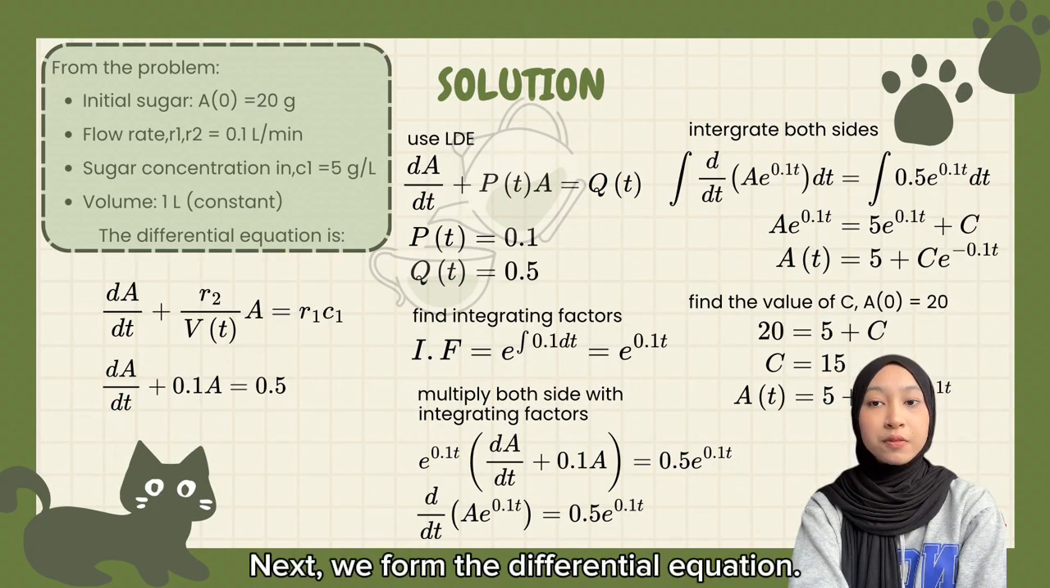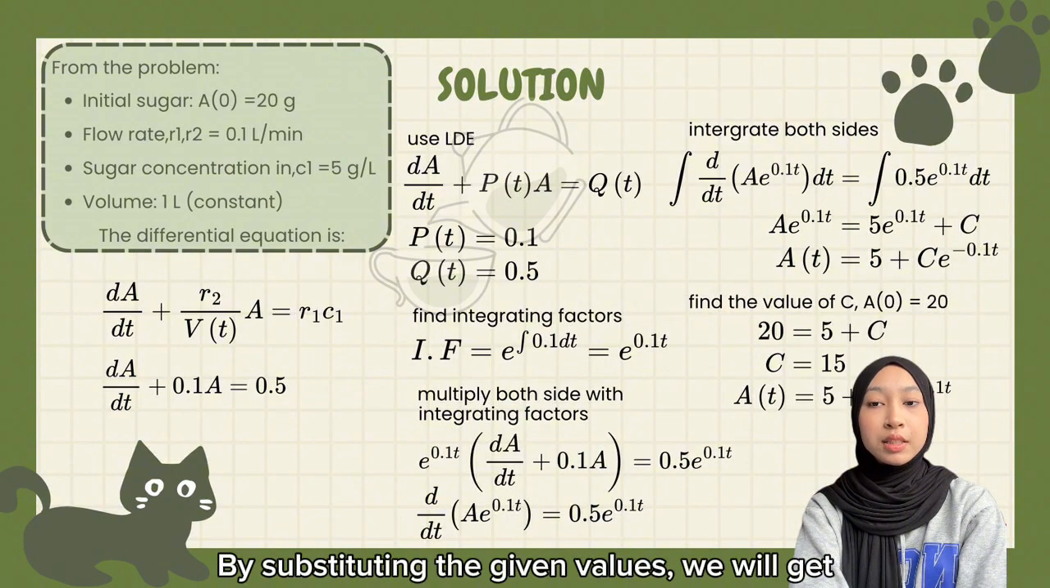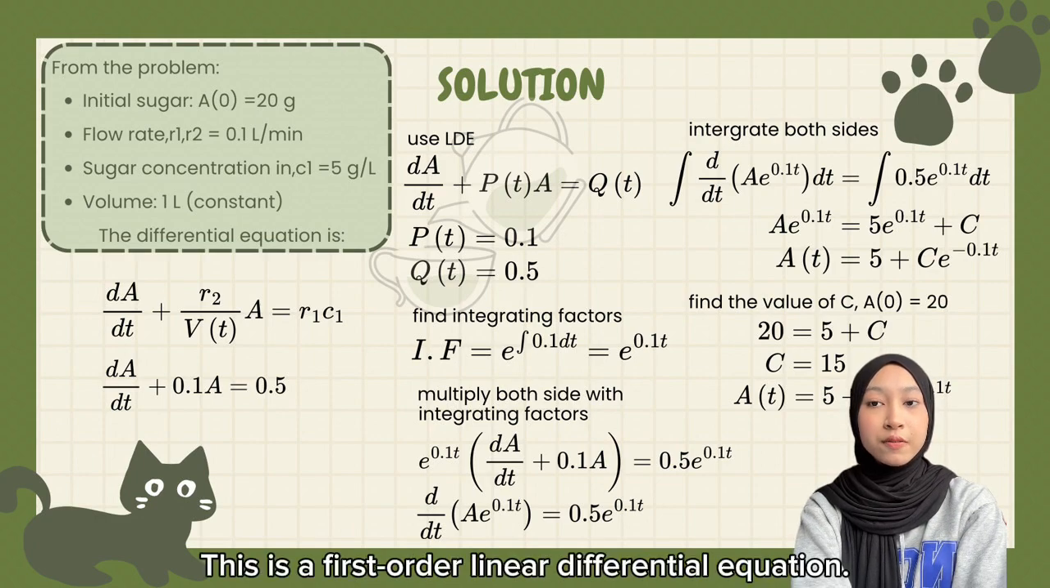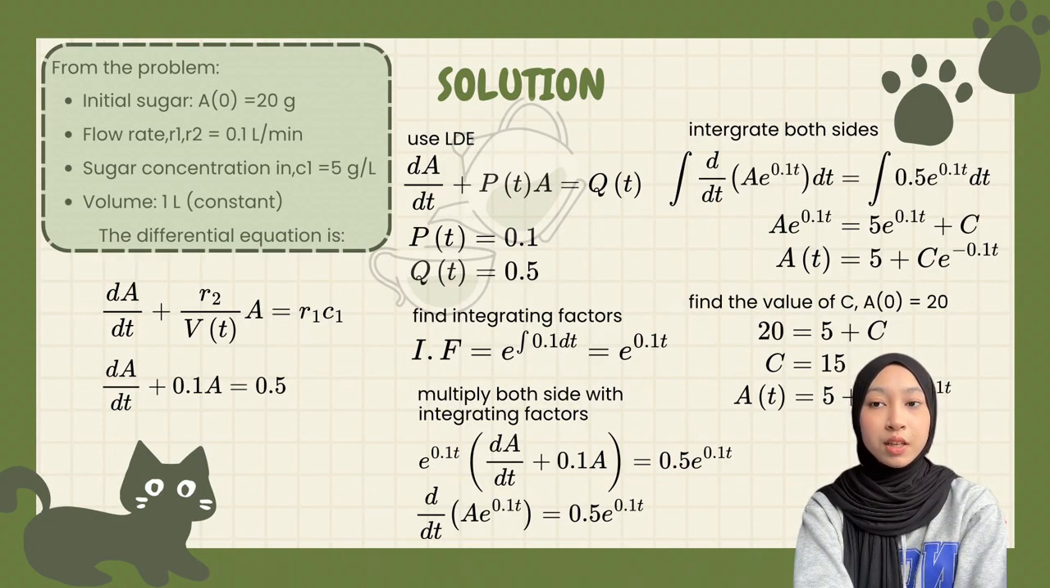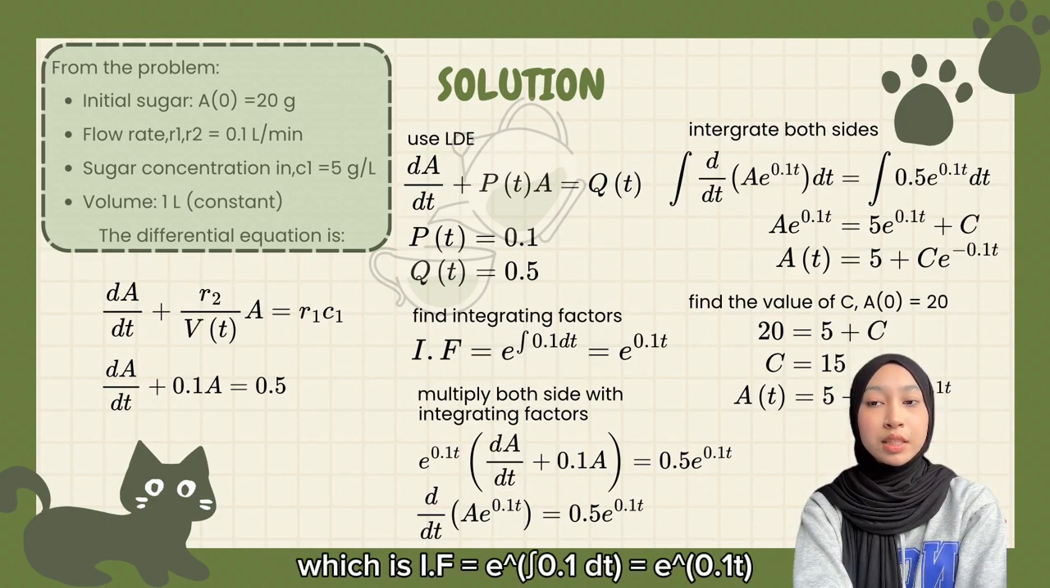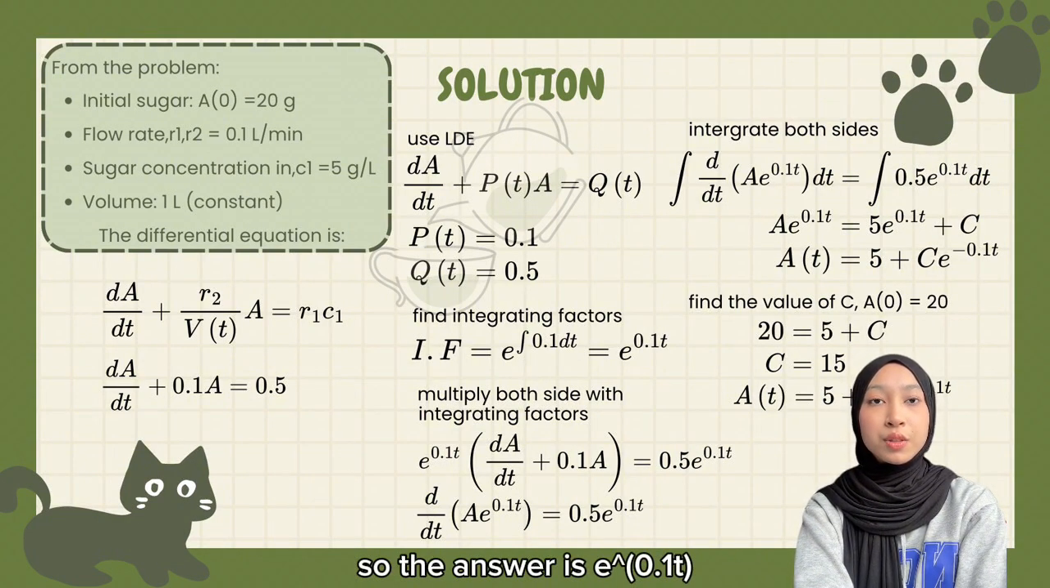Next, we form the differential equation. By substituting the given values, we get dA/dt + 0.1A = 0.5. This is a first order linear differential equation. To solve it, we use the integrating factor method, which is IF equal to e to the power of the integral of 0.1 dt. So the answer is e to the power of 0.1t.